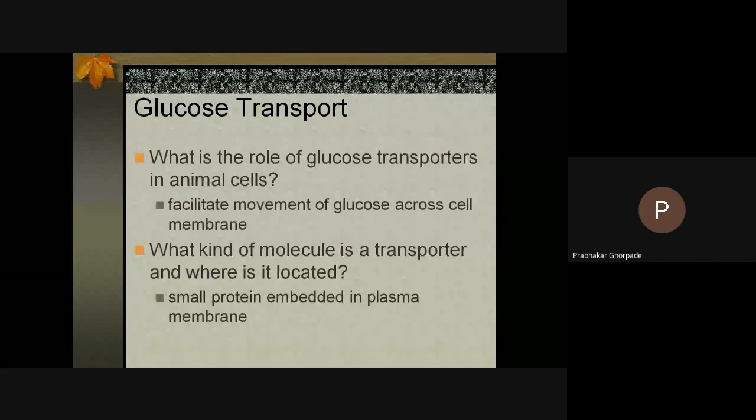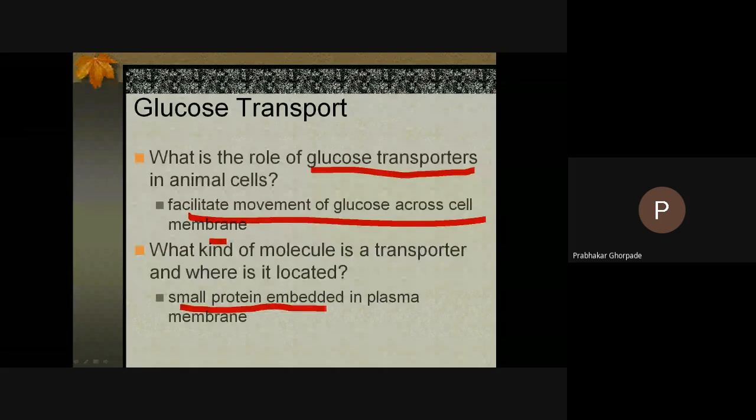For that, glucose transporters are needed. What these transporters do is facilitate the movement of glucose across a membrane. And what kind of molecule is the transporter? The transporter molecule is a small protein embedded in the plasma membrane. So basically they are made up of protein molecules embedded in the plasma membrane.